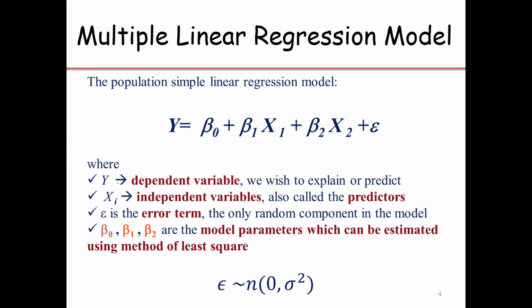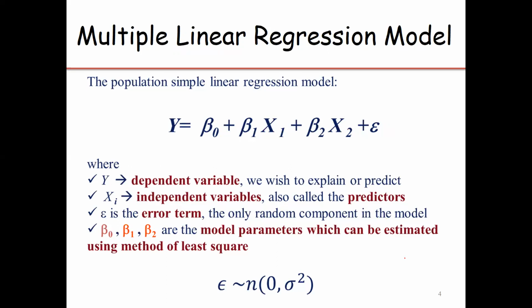Here the terms are explained. The dependent variable is also known as the response variable or predicting variable. The xi's are the independent variables. Here there are two xi's: one is x1, the other is x2. So we call it a multiple model. In this multiple model, we have two predictors, x1 and x2. The error term is the only random component in the model.